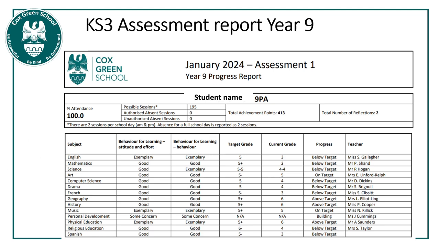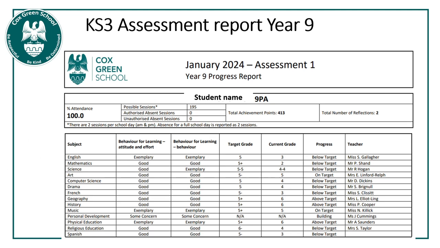If a student's current grade is above their target grade, it will show as being above target. If they have a current grade below their target grade, it will be below target, and obviously if it's the same, then it will be on target. And you can see also with the target grades, it's not just the grade itself. There is some additional granularity.